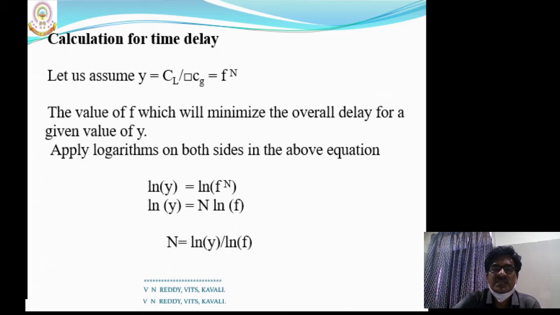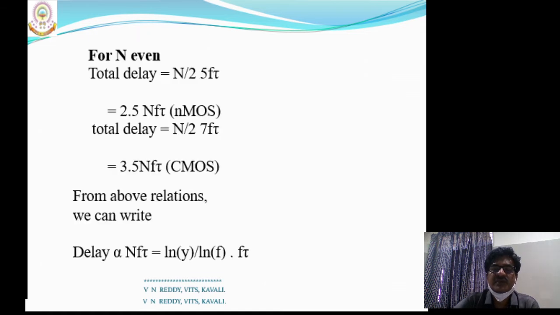Now, let us see how much f value we have to use to improve the speed. First of all, let us assume y equal to CL by square CG equal to f to the power of n. What is y? In the given capacitive load, how many square CGs we have? That is y. The number of square CGs in the CL is y. It is equal to f to the power of n, where f is the width factor. What is n? Number of stages. How many number of stages we have to use? Now apply logarithm on both sides of this equation. You get ln of y equal to ln of f to the power of n, which implies n equal to ln of y divided by ln of f.